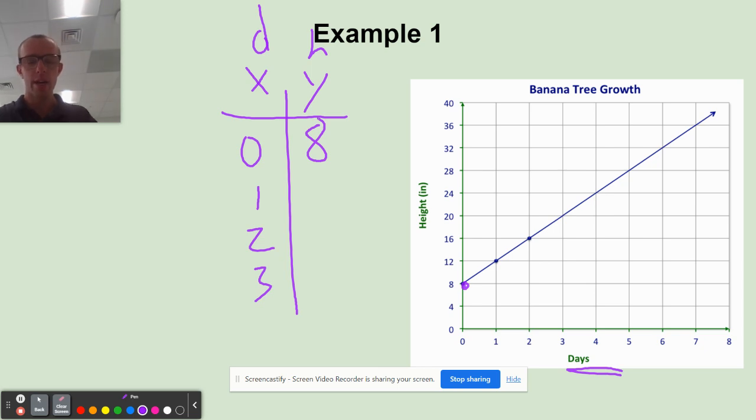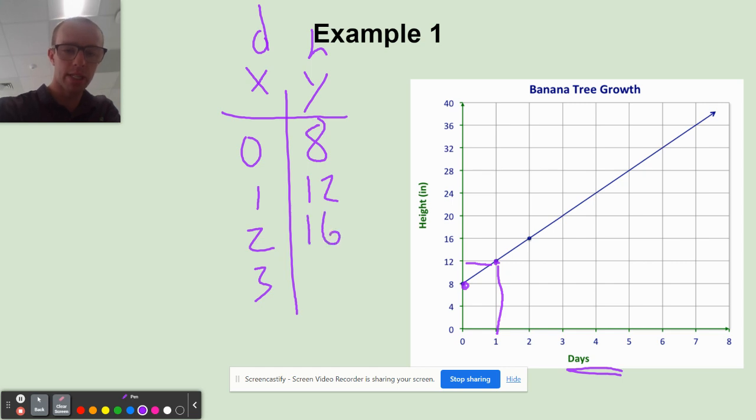All right? It goes up 4 inches per day. We learned that. So now it needs to go up by 4. And you can see that also on the graph. You can do the math, or you can see it on the graph, right? At day 1, it's at 12. Now, again, it goes up 4 inches. So the next day, 12 plus 4 is 16.